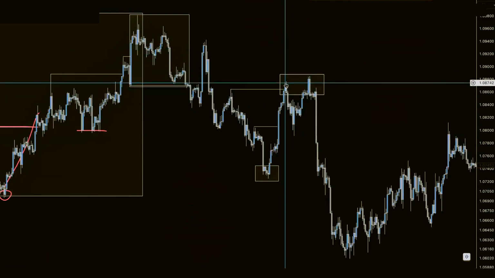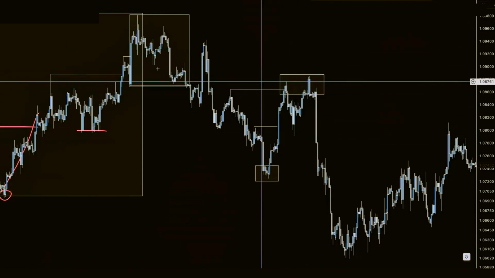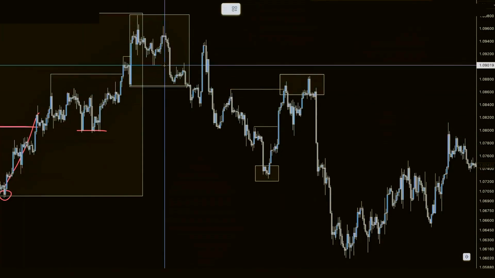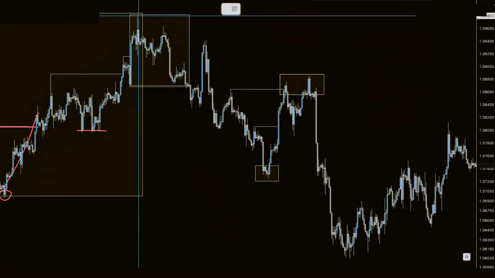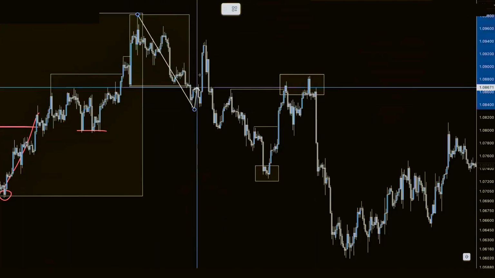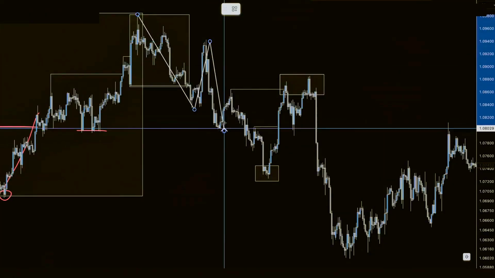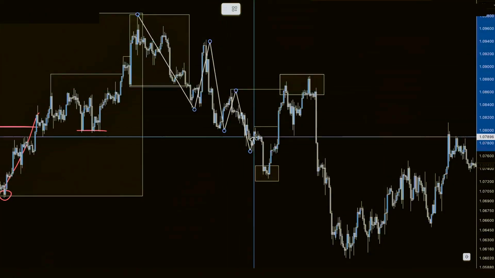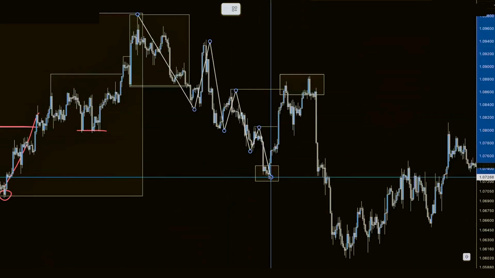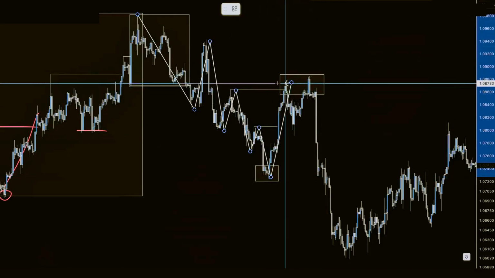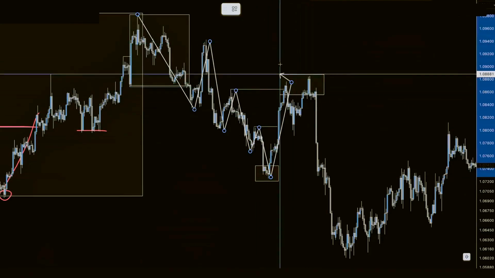Looking back after this entire movement is complete, we can mark the structure differently. Here is the peak, here is the lower low, followed by the lower high, then the next lower low, then another lower high and lower low here. Next, price pulls back up and makes us think the trend has reversed. But then the market is sold off aggressively to the downside.